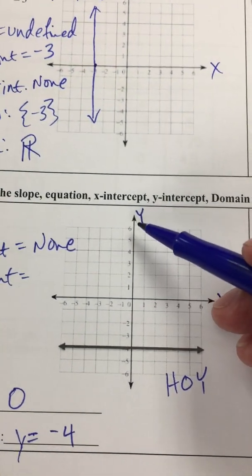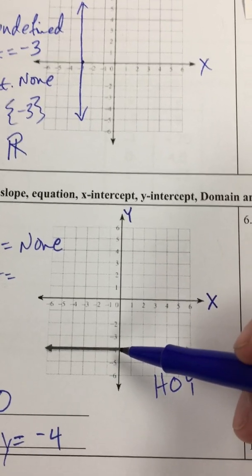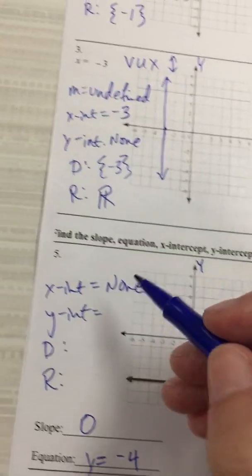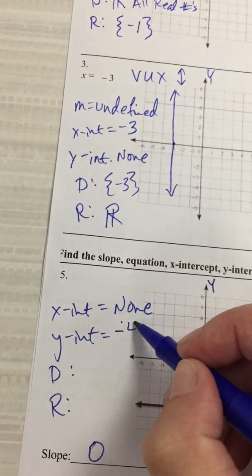My y-intercept, is it crossing the y-axis? Yes, it's crossing it right there at that point. So that single point right there is the y-intercept, and that is -4. So this is going to be -4.